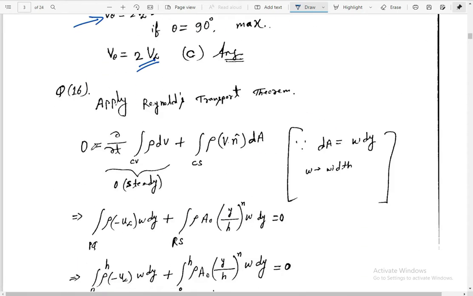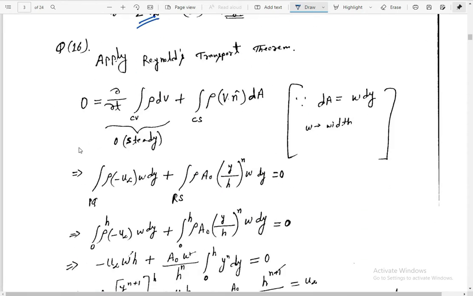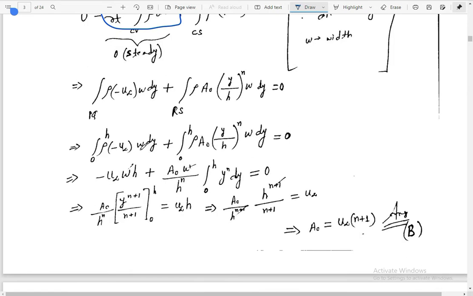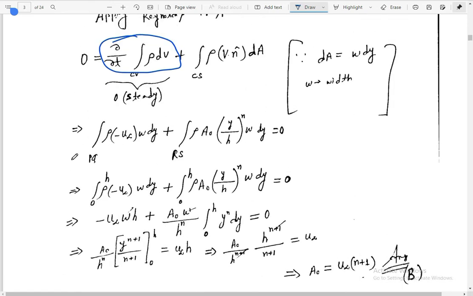So we can apply the Reynolds transport theorem, that is the integral of rho dv plus the integral of rho v n dA. For a steady flow, this part will become 0, and the whole thing is equal to 0. We will just equate to 0 and integrate over PQ and RS. This is the integral for PQ and the integral for RS, for this formula.